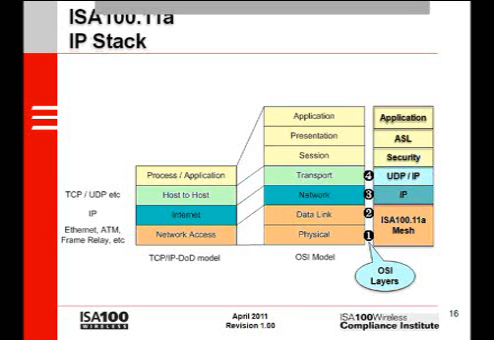Connected to the IP layer, in layer 2, is an ISA100 mesh. The important concept is that the ISA100 mesh is just below IP on the communication stack and fully compatible with IP.